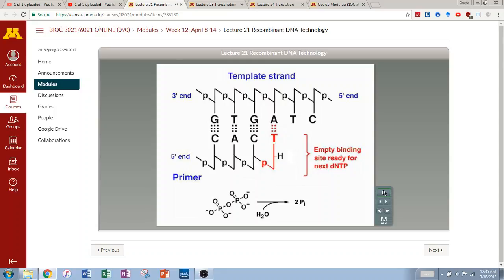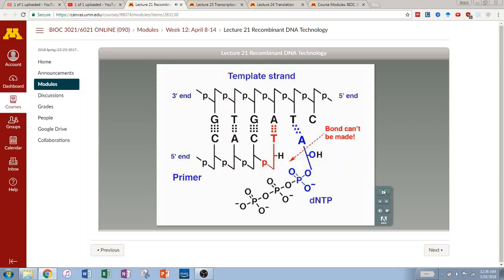The primer or copy now has the sequence CAC, and then there's that weird T. However, in this case, the normal 3' hydroxyl group on the T residue is missing, and there's now a hydrogen atom at the number 3 position. There's still an empty binding site for dATP across from a thymidine residue on the template. Now a dATP will diffuse in to occupy the open site.